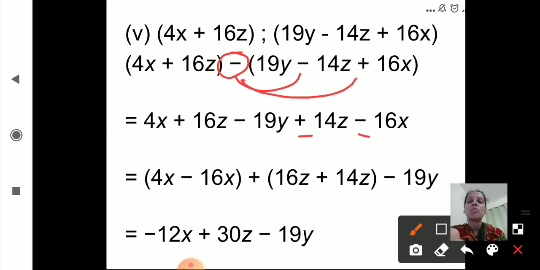And here also 19y, is there any sign? This is plus, so minus plus is what? Minus. So here we are writing minus 19y, right? So this is the second step. Then the next step is what? We will write down like terms together, right? And then we will solve the brackets. We will get the final answer. So what is the final answer? Minus 12x plus 30z minus 19y.